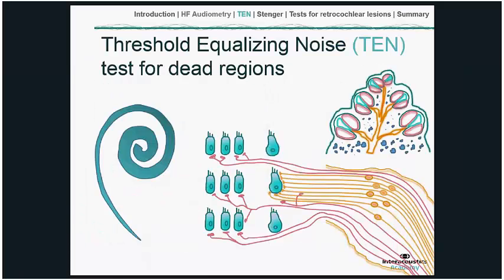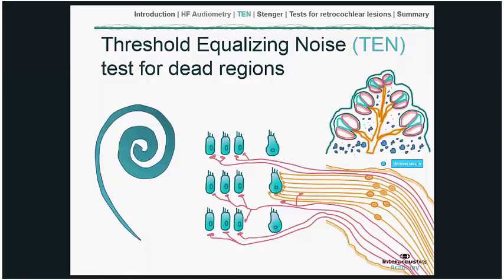Now, this is a particular test which is applied when there's some suspicion of a dead region in the cochlea. So it might be worth taking a moment just to unpack what a dead region is, and then we will be able to understand the concept of the threshold equalizing noise test.